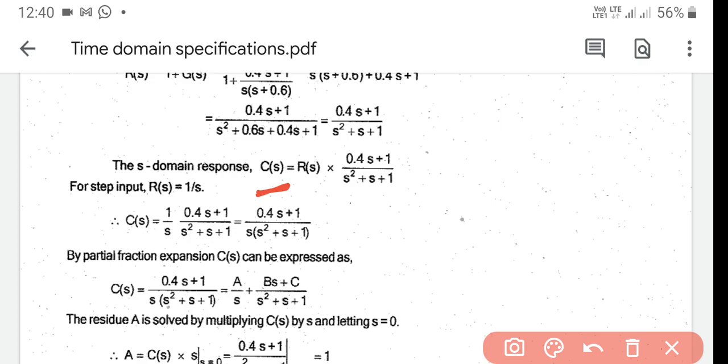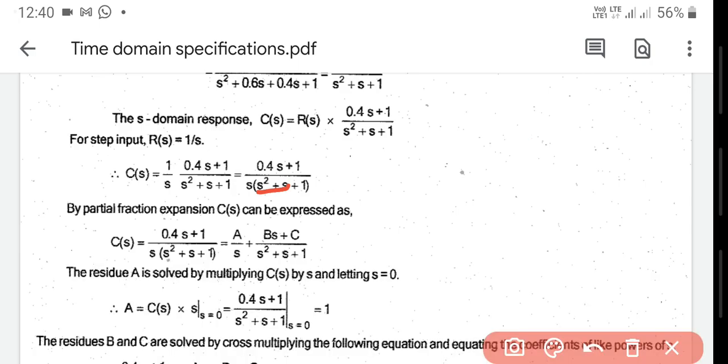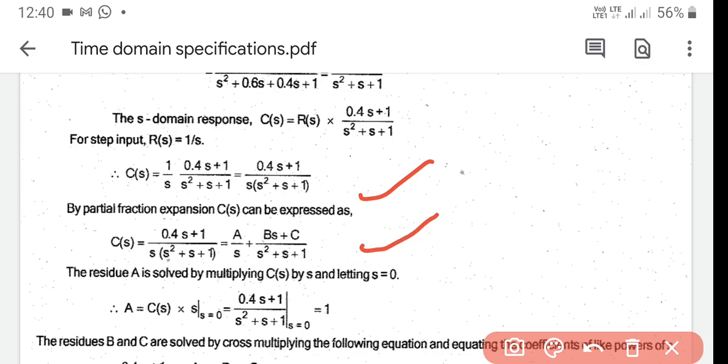So what is the C(s) formula? R(s) into the transfer function value, that is nothing but (0.4s plus 1) by (s square plus s plus 1). Now substitute R(s) value, that is 1 by s. After substituting 1 by s, your equation is changed like this. For calculating c(t), once again you have to use the partial fraction expansion. So split this equation by using the residues: A by s plus (Bs plus C) by (s square plus s plus 1).